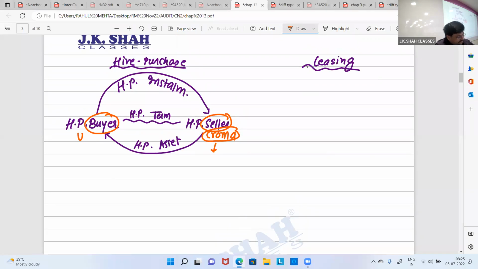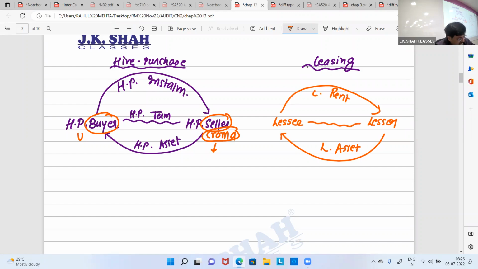What happens in leasing now? In leasing also there are two parties. Your AS 19 is done? Then you should know here. There are two parties: one is the lessor, the other is the lessee. The lessor will give something to the lessee. What? This asset is known as a lease asset. In return, the lessee will give rent, over the term, which is known as lease term. So what is a lease transaction? One party, the lessor, gives an asset to the lessee in return for rent.